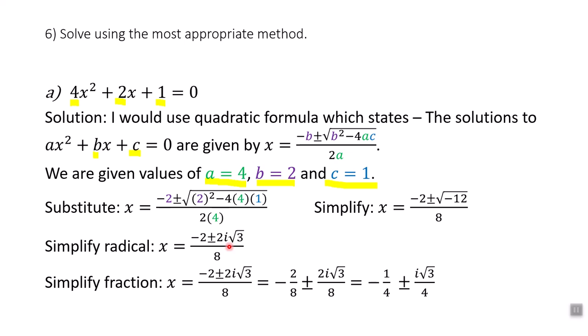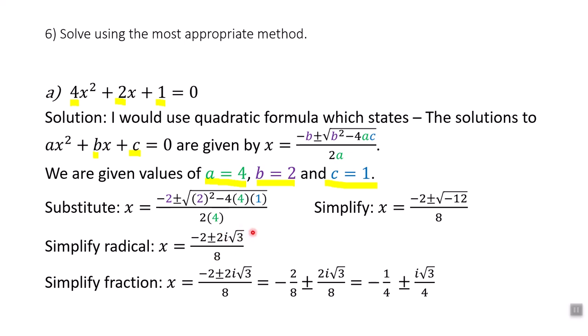12 is the same as 4 times 3. And I use 4 times 3 because 4 is a perfect square. We know the square root of 4 is 2. We know the square root of 3 is not a number that we have any clue really what it is. If you memorized it, that's awesome. But we'll just call it square root of 3 because that's the exact number. So we've simplified our radical, the square root of negative 12, into 2i square root of 3. Still have the negative 2, still have the plus or minus, still over 8.